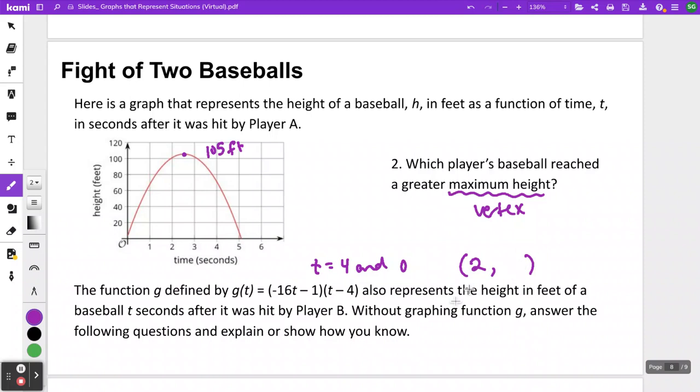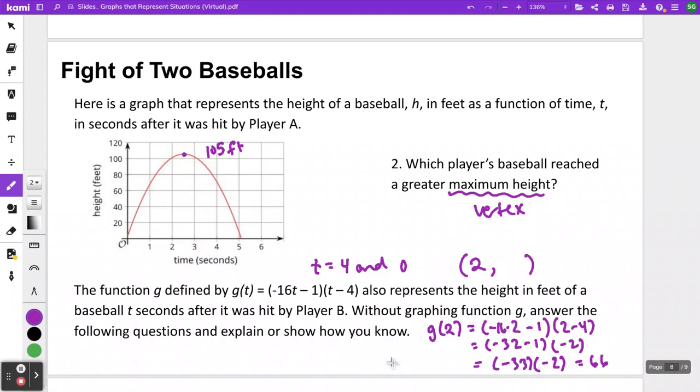To find the height, how do I use 2 seconds to help me find the height? Well, we're going to substitute a time of 2 into this equation. So I'm solving for time of 2. That means I need to do negative 16 times 2 minus 1, and then times 2 minus 4. Negative 16 times 2 is negative 32 minus 1. I'm going to go ahead and say 2 minus 4 is negative 2. Negative 32 minus 1 is negative 33. And negative 33 times negative 2 gives me 66.